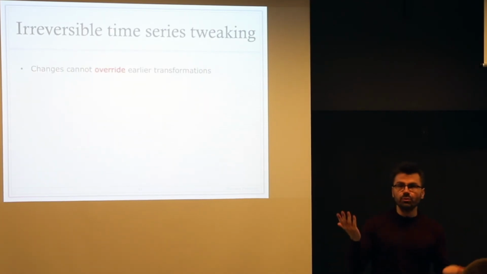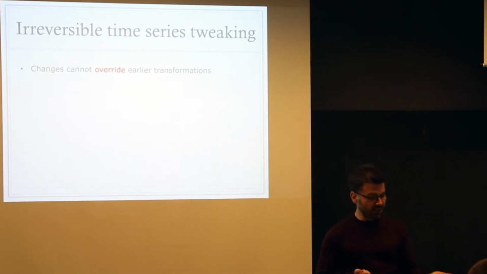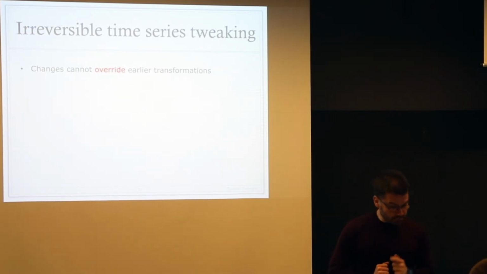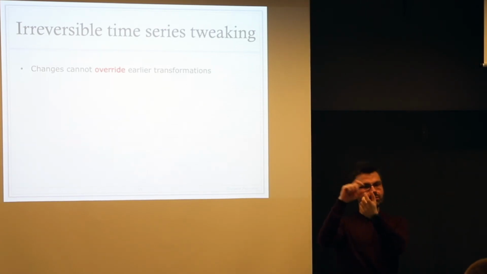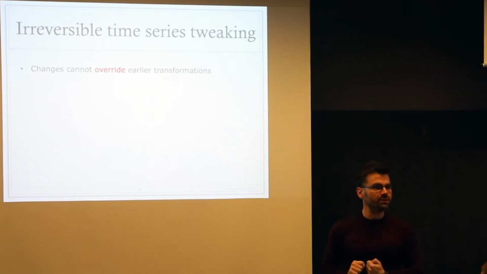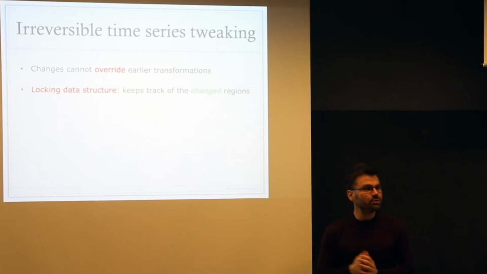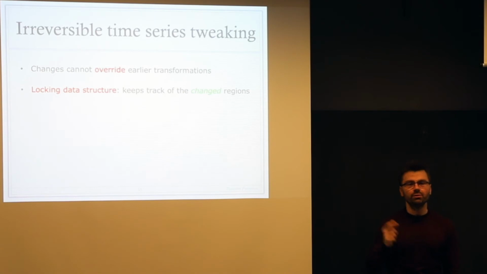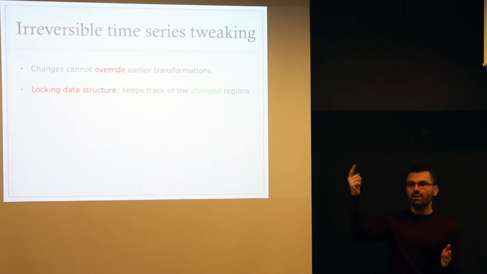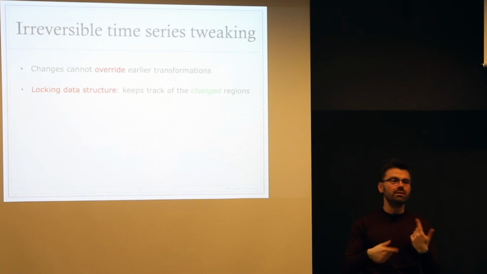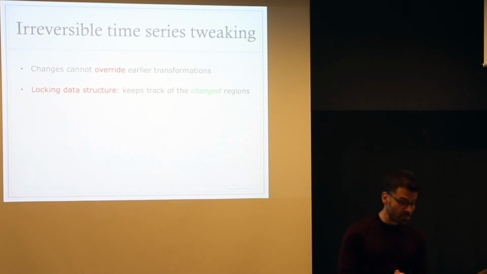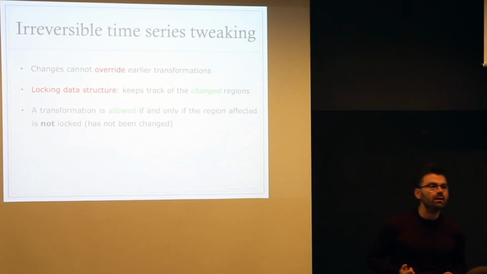And of course, there are two ideas here. One idea is that changes can override previous transformations, and the other idea is that changes cannot override. In the irreversible time series tweaking, suppose that you're following a path in your particular tree, and you're making one of these tweaks. We assume that once you make a change, you cannot revert it. So once some part of the time series is changed, this position is locked. If you follow down the path and there is another change that demands an overlap of the previous change to be reverted, this is not allowed. This is just one way to make this faster.